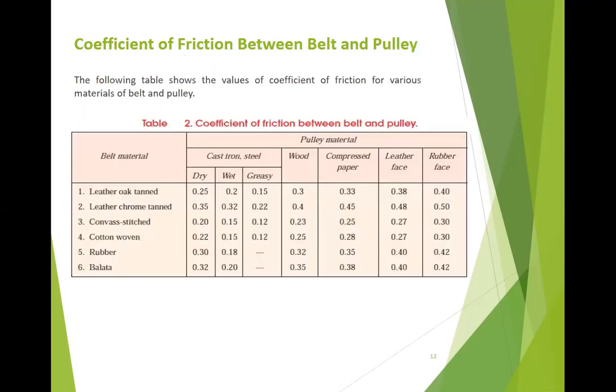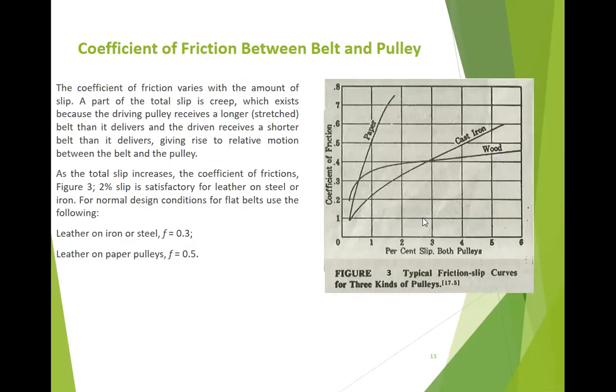The following table shows the value of coefficient of friction for various materials of belt, like oak-tan. These are the values. Belt material against pulley material: cast iron, dry, wet, greasy, wood, compressed paper, leather face, and rubber face.